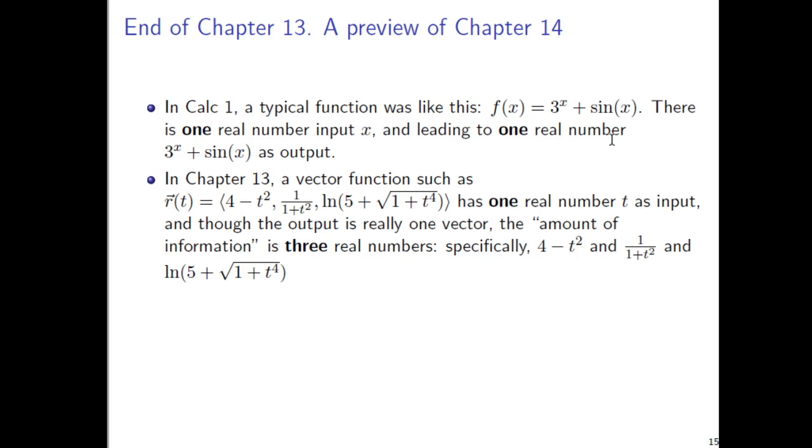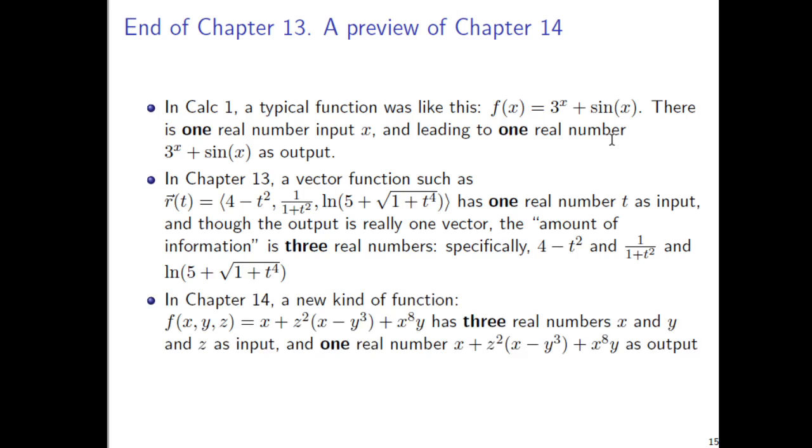In chapter 13, which we are just closing out, you have a vector function, like the one shown here, where the first component is 4 minus t squared, the next component is 1 over 1 plus t squared, and the third component is ln of 5 plus root 1 plus t to the fourth. And the point for these kinds of functions, these vector functions, is that you have one real number as input, and the output is really just a vector each time, right? So you feed in a number and you get out one vector. The amount of information in the vector is three real numbers, at least for 3D vectors. One vector is really three separate numbers.